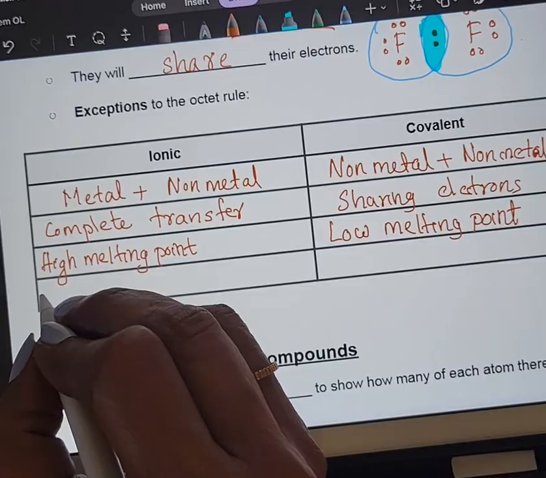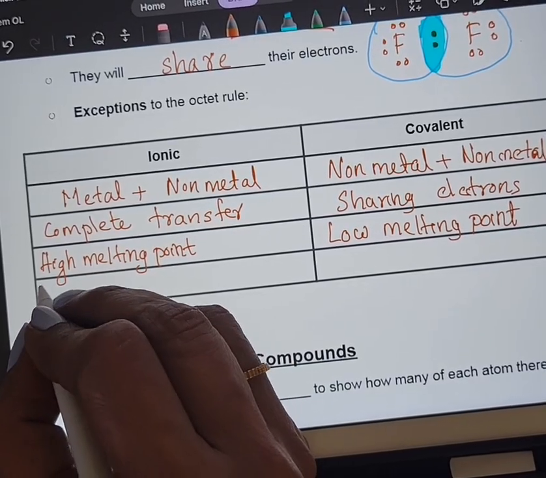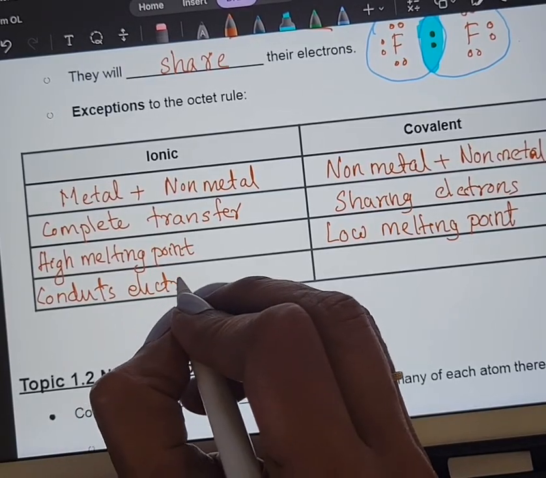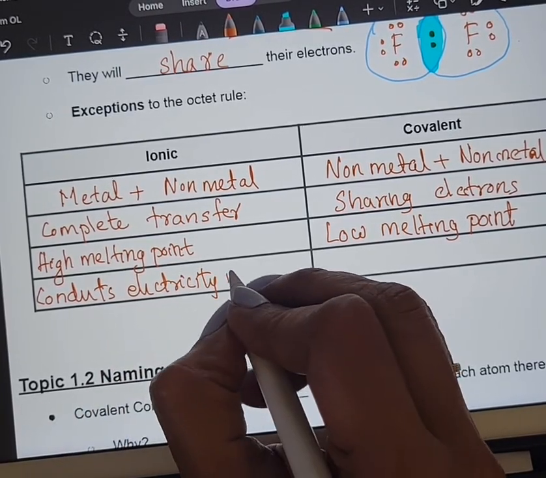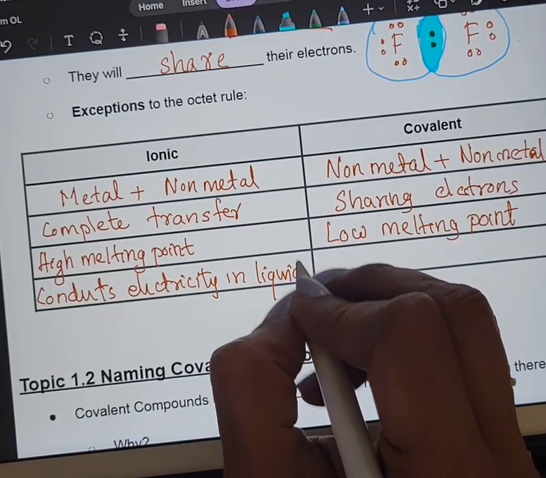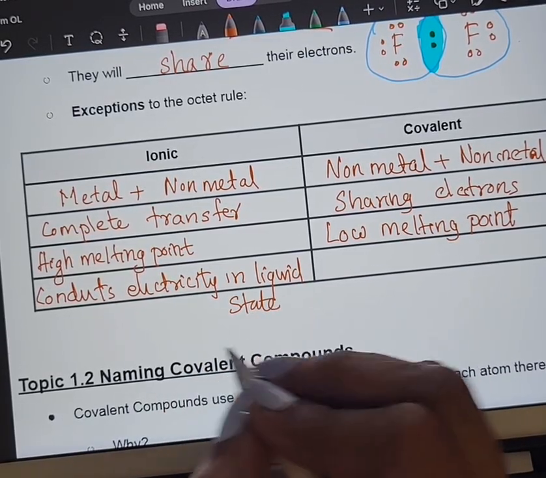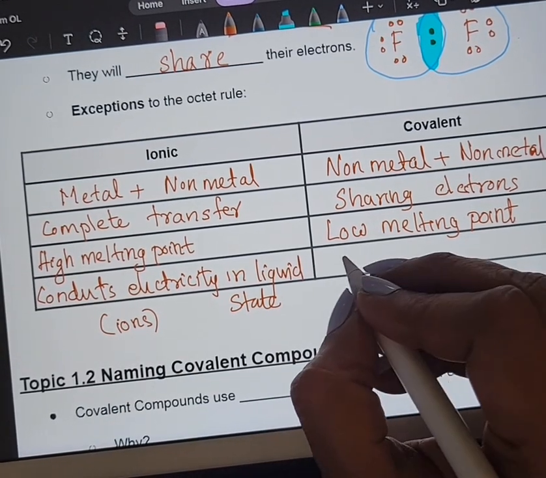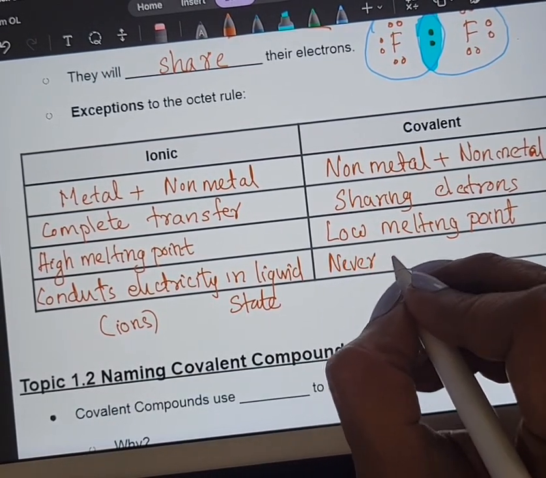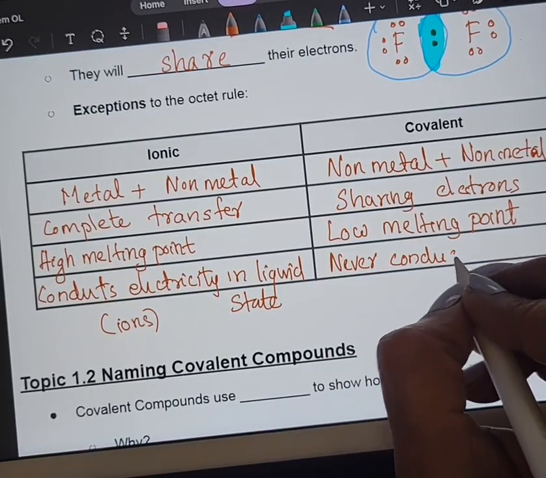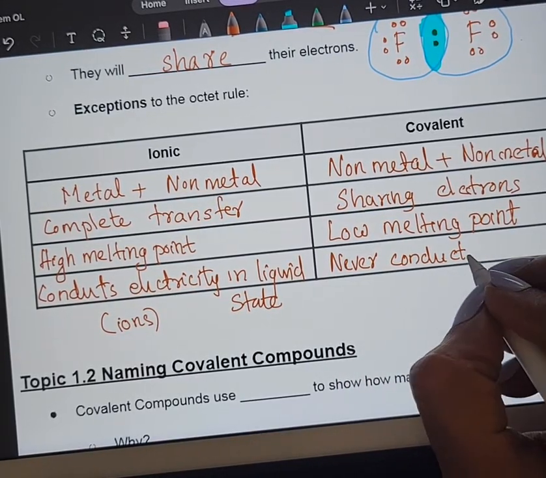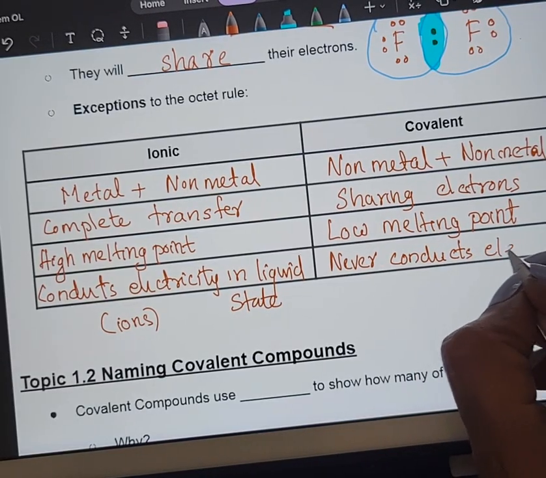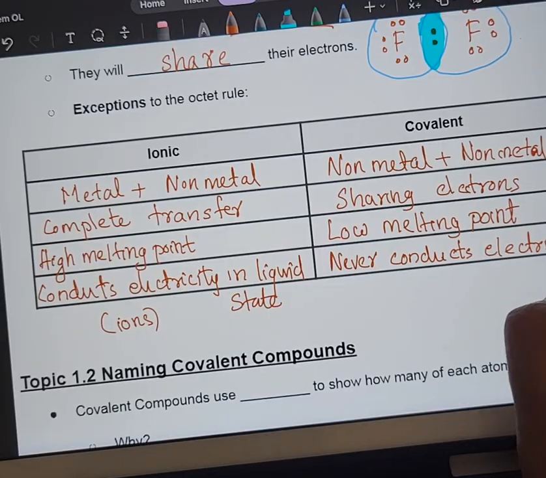And conductivity. Remember, ionic compounds conduct electricity in the liquid state. When you dissolve or melt them, they will conduct electricity, because they have ions in them. But covalent compounds never conduct electricity. There is an exception, which is graphite. Everything else will be insulated. They will never conduct electricity in liquid state or in solid state.